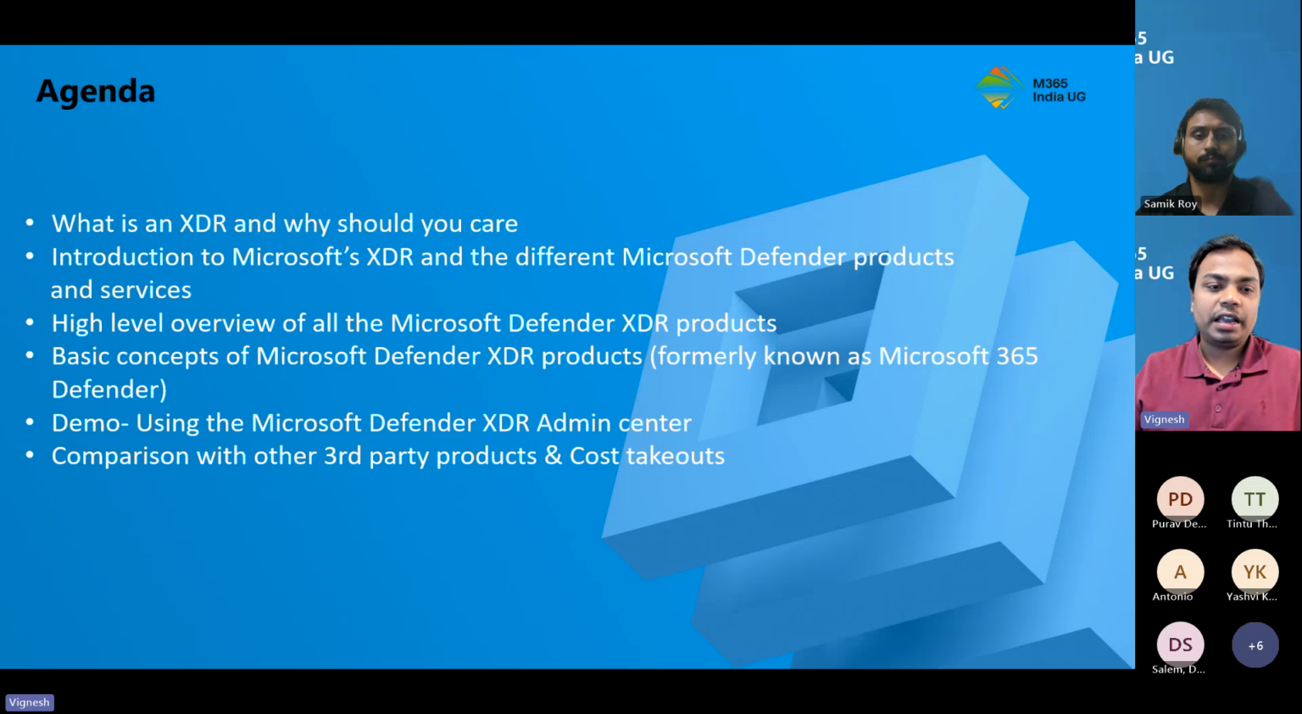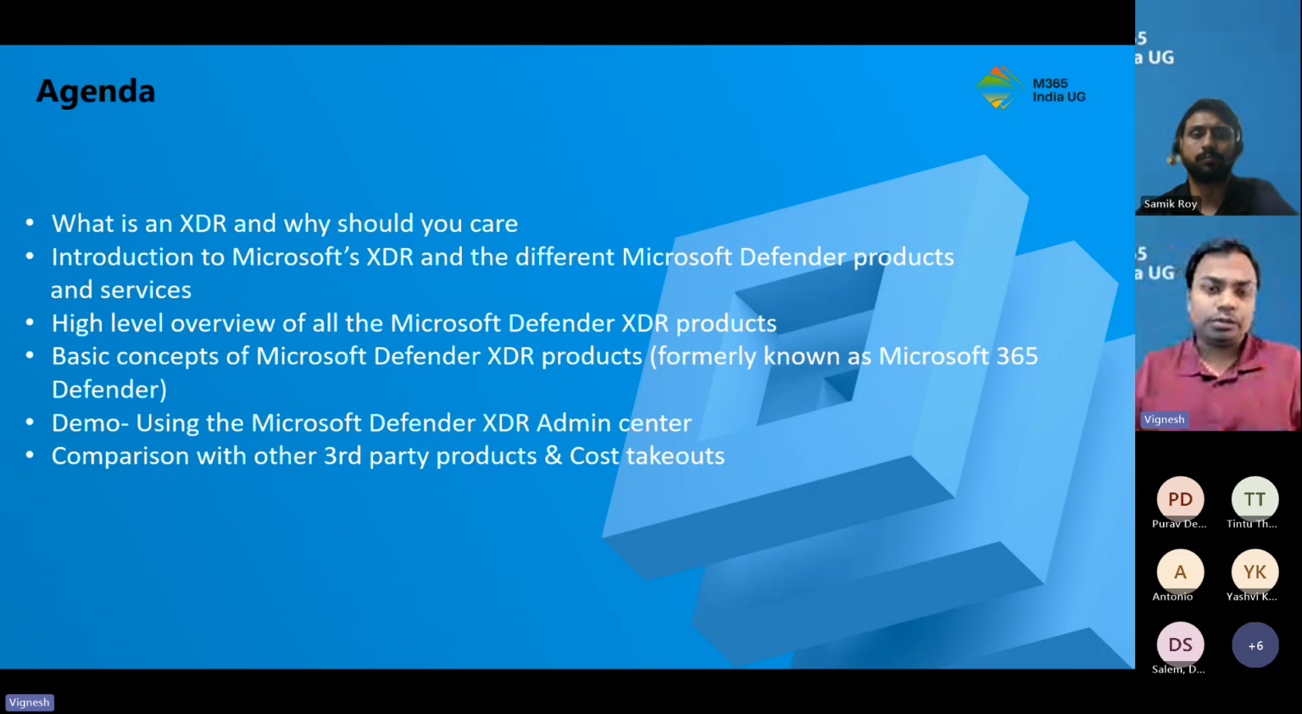Then we'll be talking about the high-level overview of all the Microsoft Defender XDR products, because when you say Microsoft Defender, it's a bigger brand under which you have a lot of other segments. But our focus for this webinar series would be only Microsoft Defender XDR. I'll also be talking about the different suite of services that we have under the Microsoft Defender branding. Then we'll be talking about some basic concepts about each and every single XDR product.